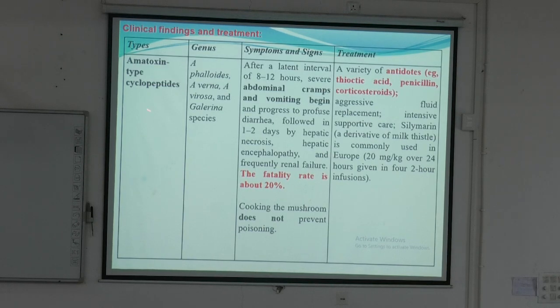The first one is the amatoxin type cyclopeptide poisoning. This is done by the Amanita phalloides. This is the most dangerous, most common. The symptoms are such that after a latent interval of 8 to 12 hours, severe abdominal cramps and vomiting begin. So there will be a gap of 8 to 12 hours after ingestion of the Amanita phalloides, then severe abdominal cramps and vomiting occur. That progresses to profuse diarrhea.